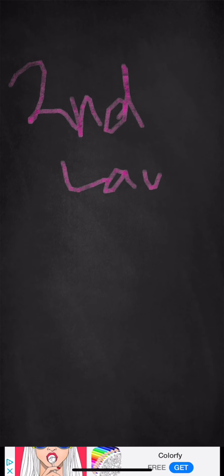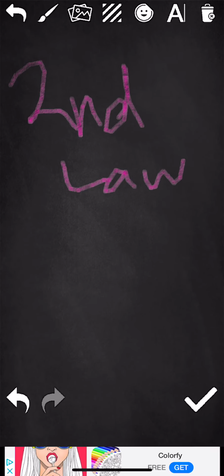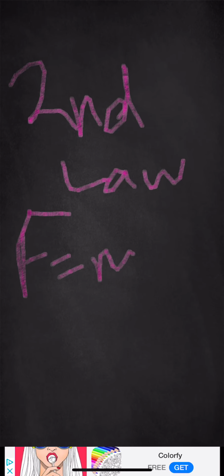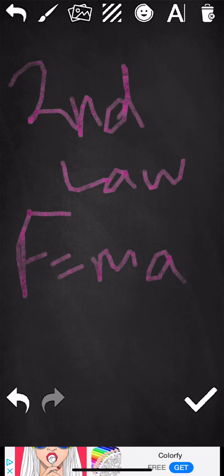The second law is one of the lesser known laws, I guess. It basically just says that an acceleration is produced when a force acts upon it and gives us the equation F equals ma, which is very important.